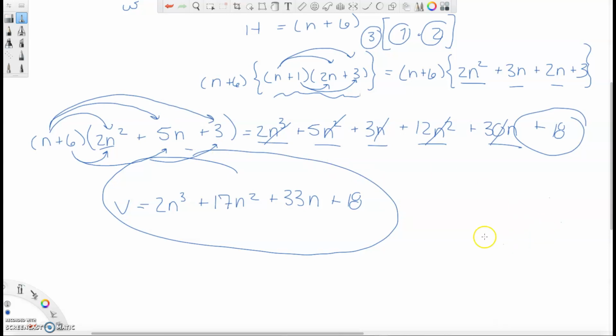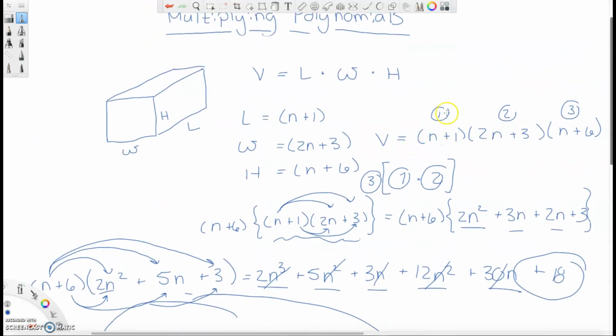Okay, guys, I want to review a couple of the things we did here. One, we learned that volume is equal to the length times width times height. We also learned that when you're multiplying three polynomials together, it doesn't matter which one you start with. So up here, let's go ahead and look back up at the beginning. I said I want to first start with doing n plus 1 times 2n plus 3. Then I'm going to multiply what I get by the third term here.